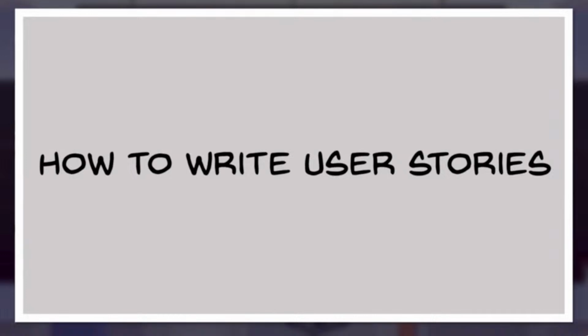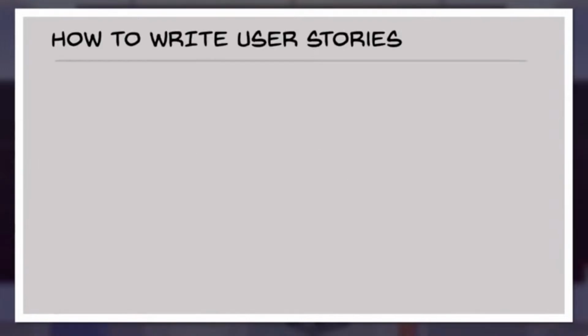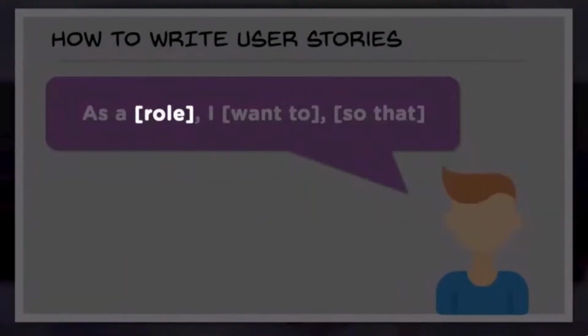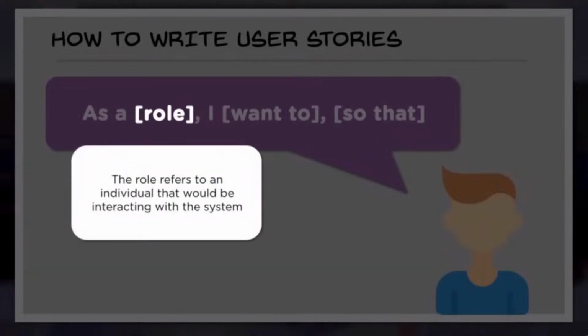So then how to write a user story? This is a very important point to look at. Writing user stories comes with a specific template in simple language. What is it? As a role, I want to, and you keep filling it. Typically, role means the specific user role who would be using that particular product and whose requirements are being fulfilled. The name of the role we are going to put here. The role refers to an individual who would be interfacing or interacting with the system.